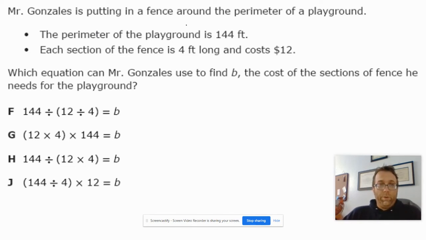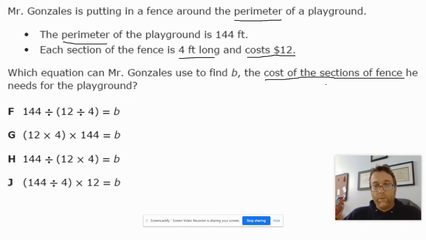Mr. Gonzalez is putting a fence around the perimeter, the math word, so I'm going to underline it, of a playground. The perimeter, there's that word again. The perimeter of the playground is 144 feet. Each section of the fence is 4 feet long and costs $12. Which equation can Mr. Gonzalez use to find B, which is the cost of the sections of fence, sections is in plural, more than one, that he needs for the playground?